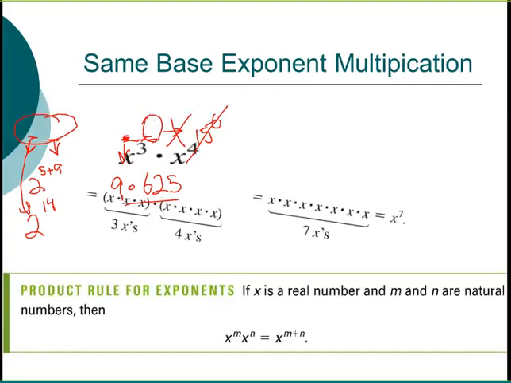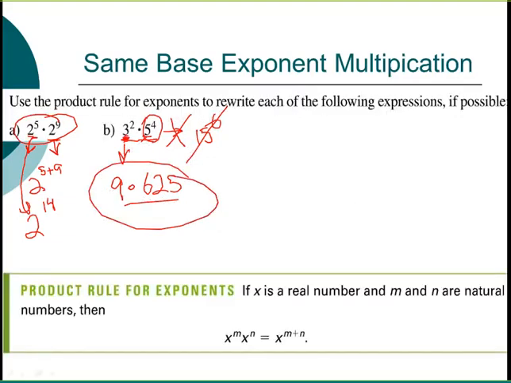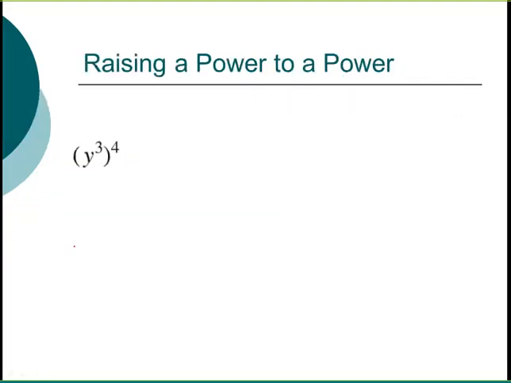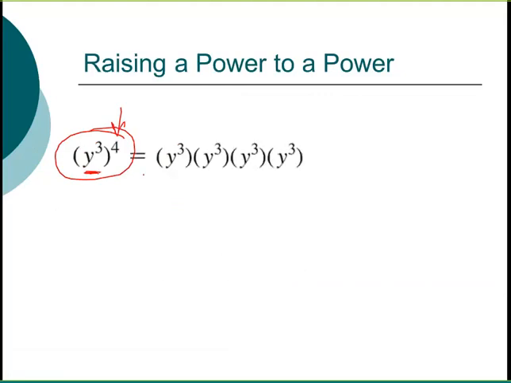And so really, we would have just said that this one was not possible if you had it on the lab. So, raising a power to a power. What this is showing is that I've got y to the 3rd 4 times. In other words, I have 4 copies of y to the 3rd. So I can write y to the 3rd, y to the 3rd, y to the 3rd, y to the 3rd.